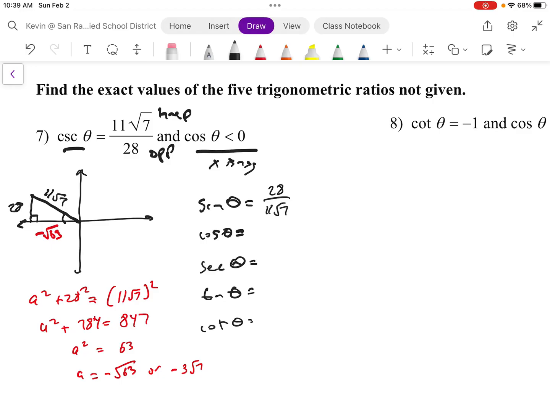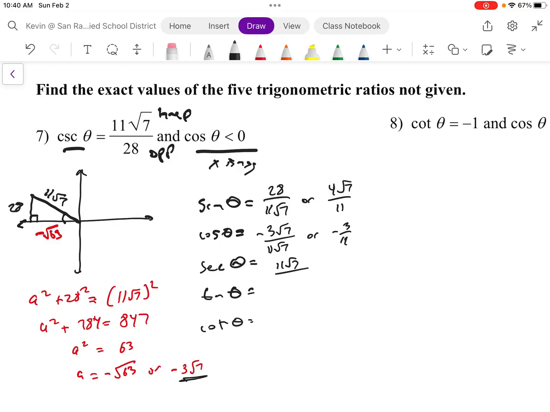All right, so this is going to be 28 over 11 root 7. Or if you rationalize it, it's 4 root 7 over 11. Cosine is going to be negative 3 root 7 over 11 root 7. And again, this is if we're using this. If you use negative root 63 over, there's different answers you have. But if we did this, then it would be negative 3 11ths. Okay, there's a couple of different ways.